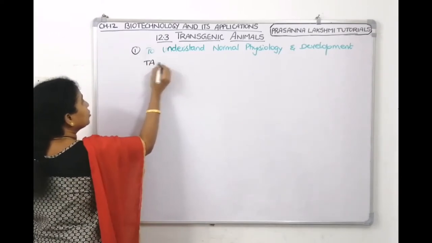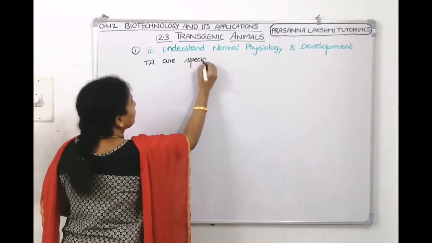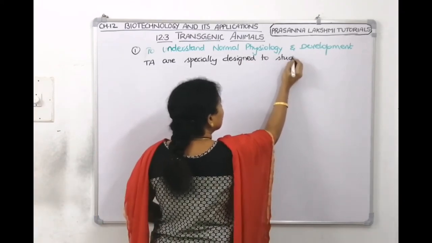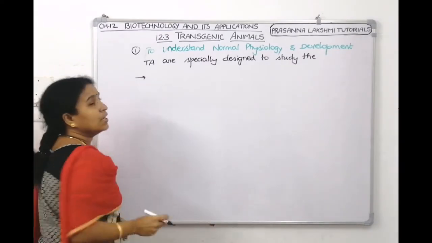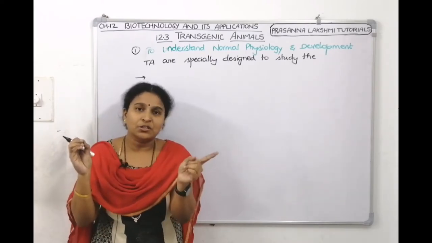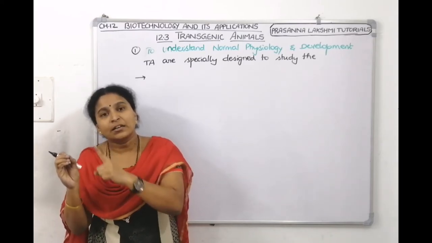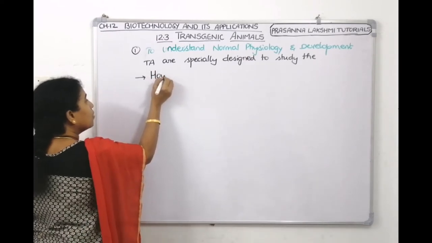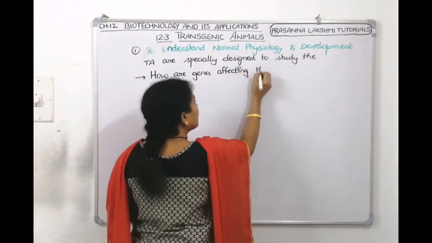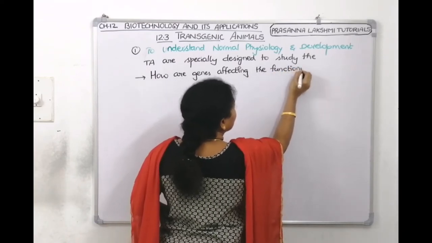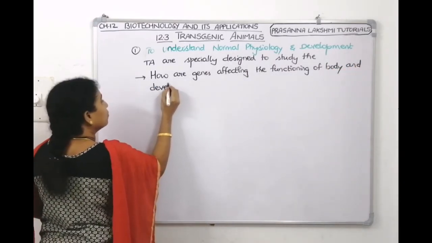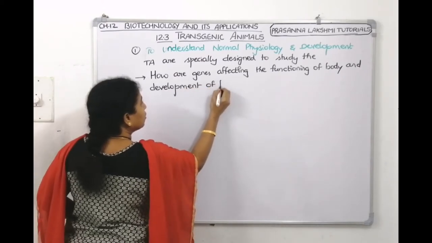So transgenic animals are specially designed to study how genes affect the normal functions. How are the genes affecting the functions of the body? How are the genes affecting the development of the body? We want to study how genes affect the functioning of the body, and how they affect the development of the body also.